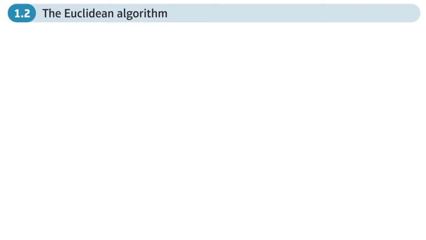This is the second section on chapter 1 on number theory, and this is on the Euclidean algorithm. Before we get started, just some terms that we're going to be using.